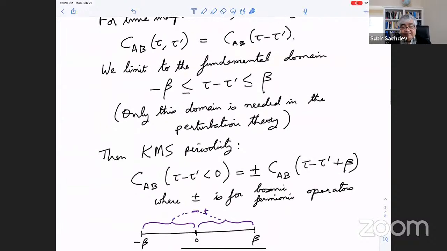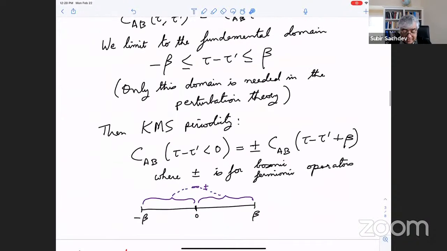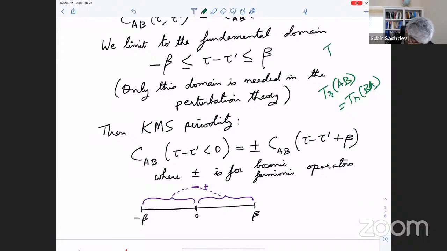The derivation basically, the one basic thing to use is the fact that you can use this fact very freely: trace of AB, where A and B are any operators, is the trace of BA. So you can move, or if you have three operators, trace of A, B, C, that's the same as trace of C, A, B, and so on. You use tricks like this, and then you can basically prove this KMS periodicity.